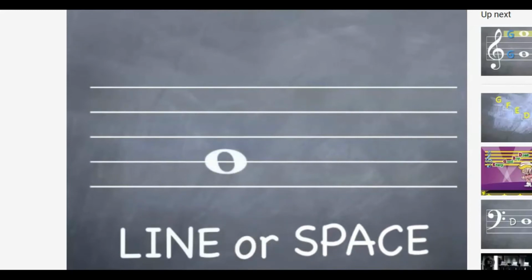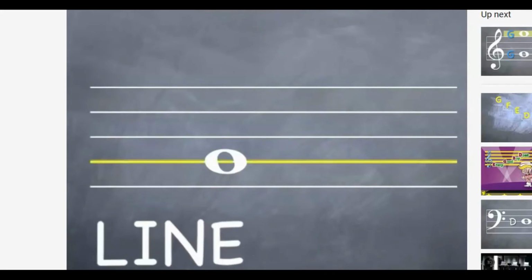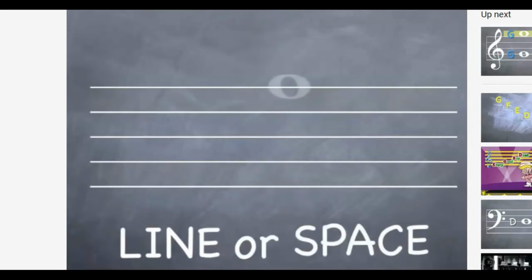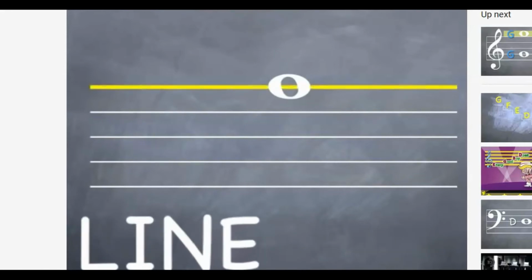Here's another one. Is it on a line or on a space? Now this one does have a line going right through the middle of it. It is on a line. How about this one? Would you say on a line or on a space? This note is also on a line.